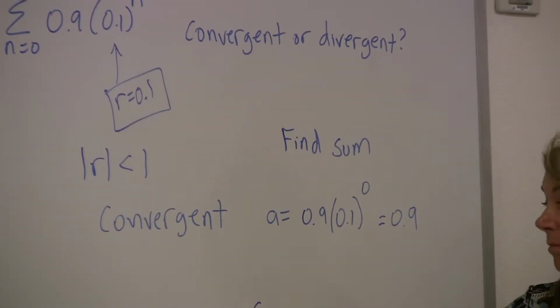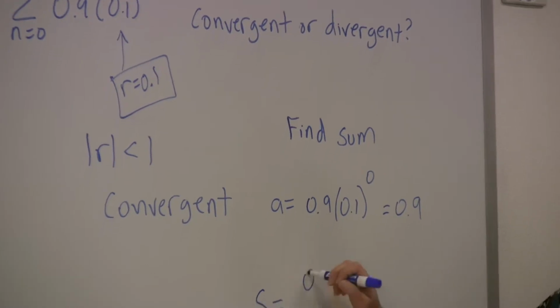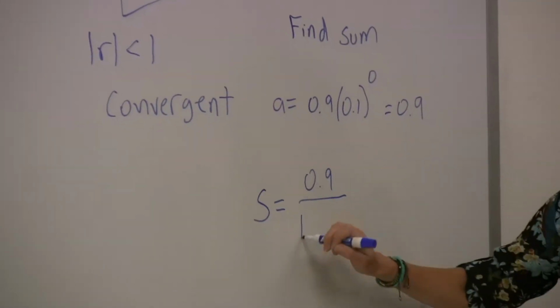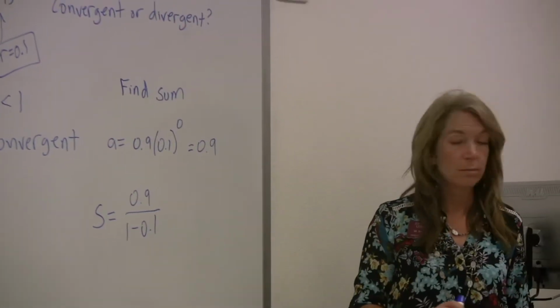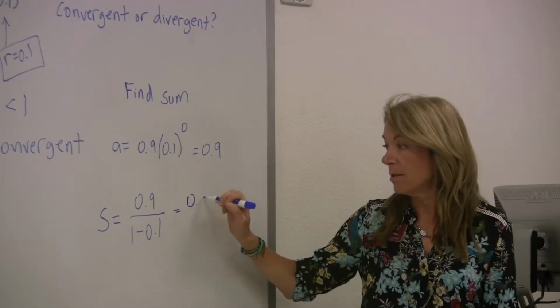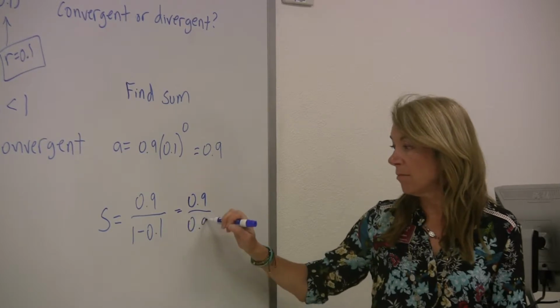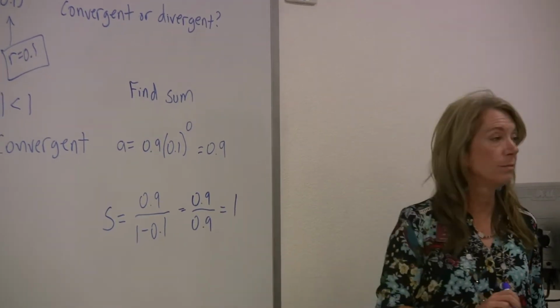So the sum is A over 1 minus R, 0.9 over 0.9, adds up to 1.